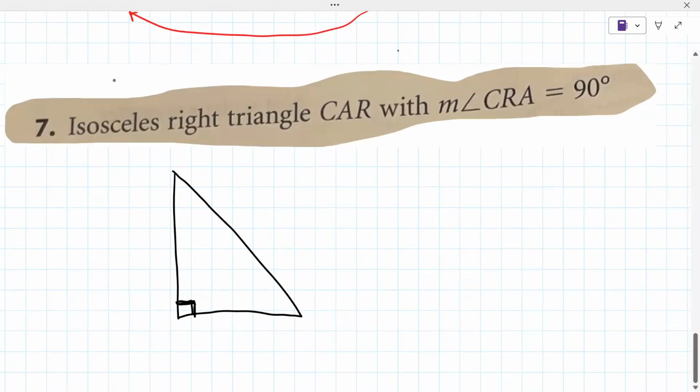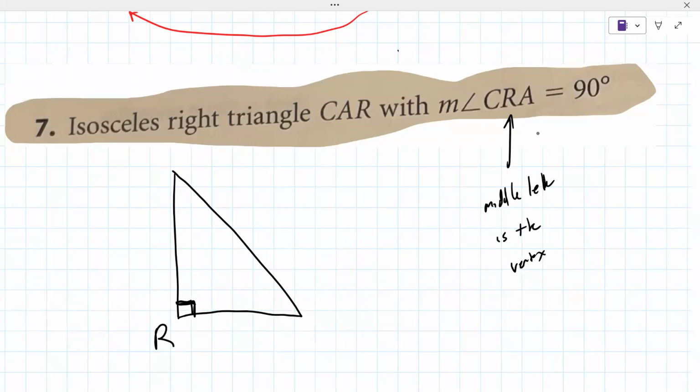So the letters in the name mean those letters are going here, and you can't just put them arbitrarily because it says the measure of angle CAR is 90. So the middle letter is the vertex. Have you seen or heard that before in class? Yeah. All right. Now that means A goes right there.